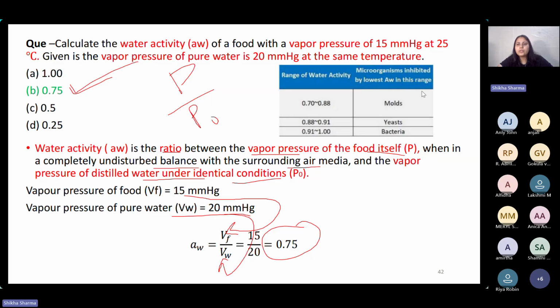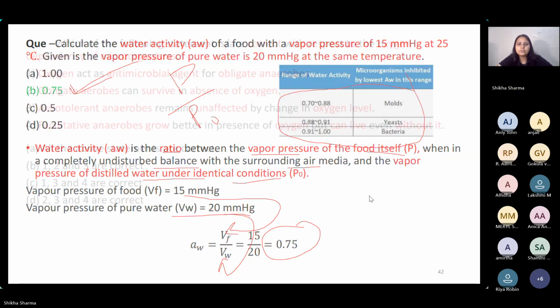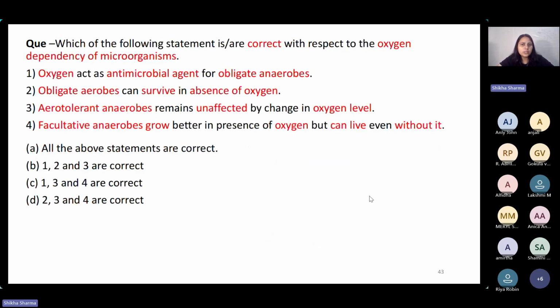And because of the different water activity levels, different kinds of bacteria, molds or yeast can grow. Bacteria can grow at greater than 0.91 water activity, yeast after 0.88, and molds 0.7 to 0.88. I hope this question is clear to everyone.